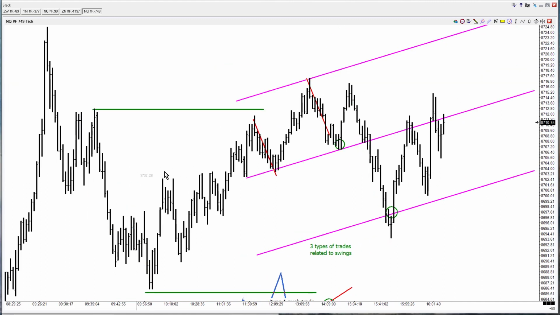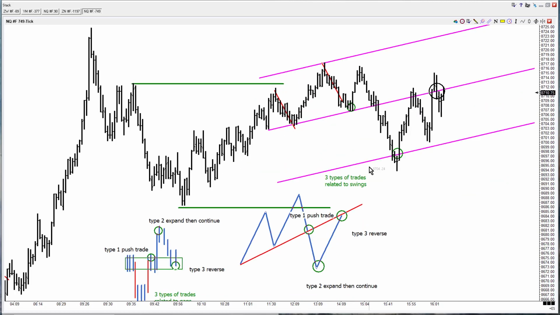Type 1, to push for the momentum. Type 2, they're just going to freak everybody out, stop all the pushers. I call these the cheap seats. All the pushers, and rock and roll. And then type 3, where it's actually saying that there is a reversal. So this would be related to swings.